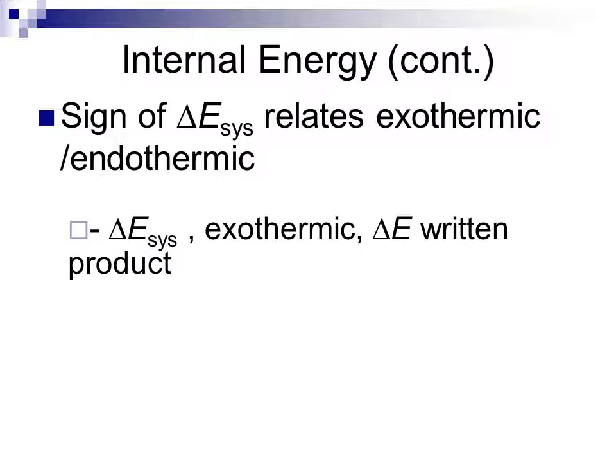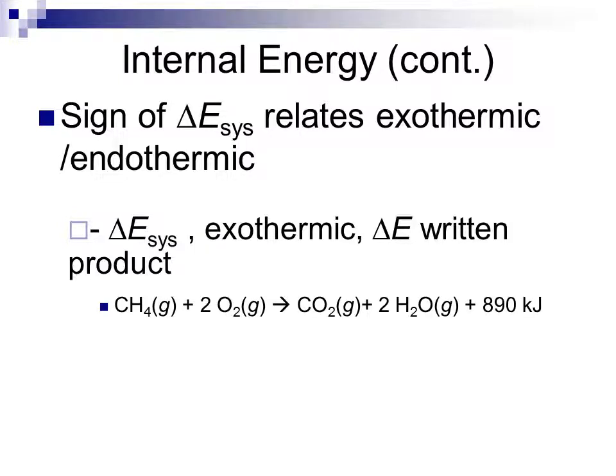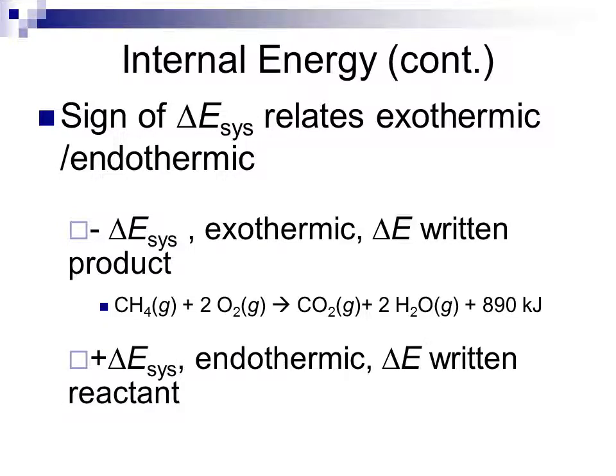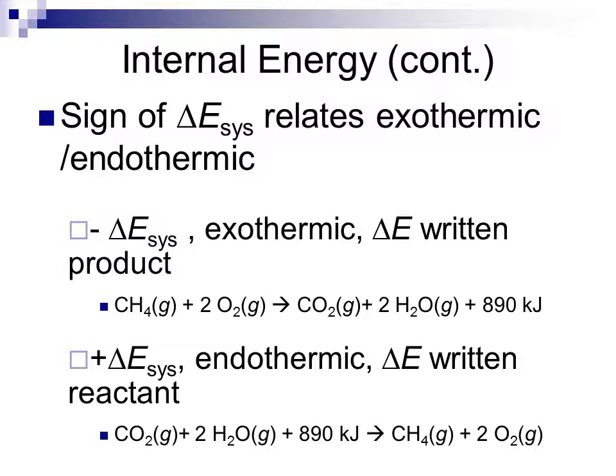And in this case, the change in energy will be written as a product. If we look at an equation like this, CH4 gas plus oxygen gas produces CO2 gas plus water gas, it has a net exothermic release of energy of 890 kilojoules. Likewise, we can write an endothermic reaction where the change in energy is written as a reactant. CO2 plus water plus 890 kilojoules produces CH4 plus O2. This is simply the reverse process of the reaction that is given above.